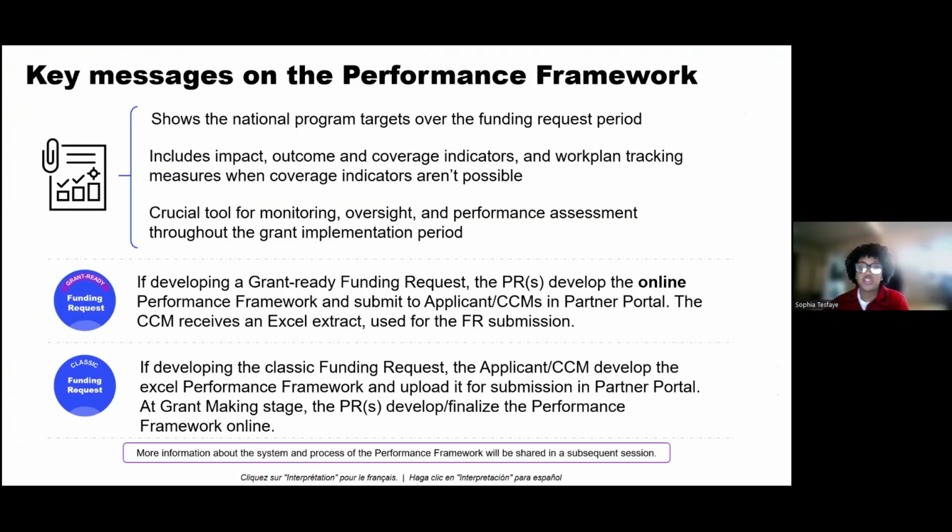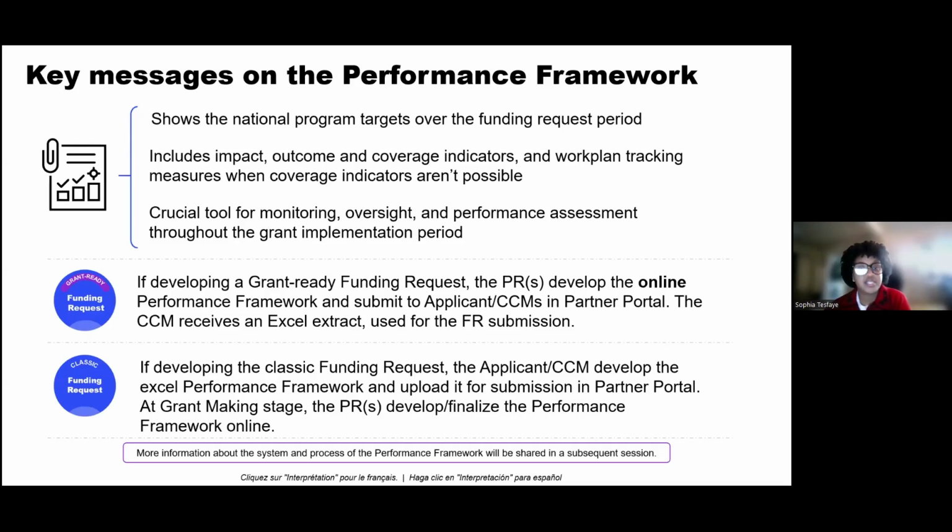I'll quickly go over the two pathways to submit the performance framework. So if developing a grant-ready funding request, the PRs develop an online performance framework and submit to the applicants and CCMs in Partner Portal. The CCM receives an Excel extract used for the funding request submission. If developing the classic funding request, the applicant CCM develops the Excel performance framework and uploads it for submission into Partner Portal. At the grant making stage, the PRs develop and finalize the performance framework online.